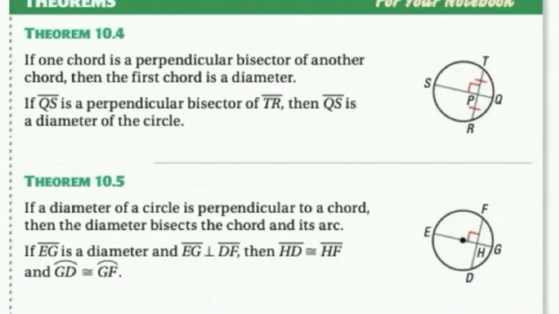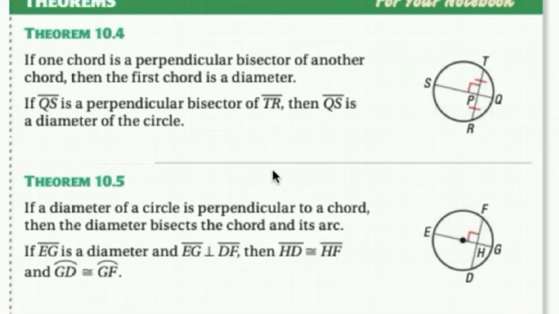Okay, let's take a look at the last two theorems we'll be using in this lesson. Theorem 10.4 tells me that if one chord is a perpendicular bisector of another chord, remember that means this chord bisects this segment, makes it into two congruent parts. TP is congruent to RP, and it's perpendicular to this chord TR. If that's the case, then the chord that's the perpendicular bisector must be a diameter of the circle.